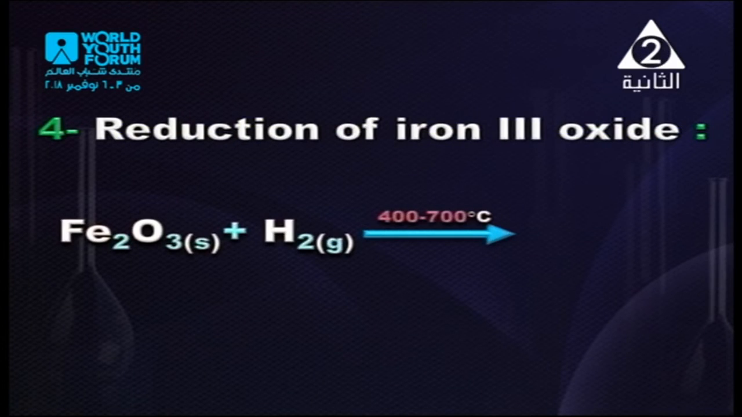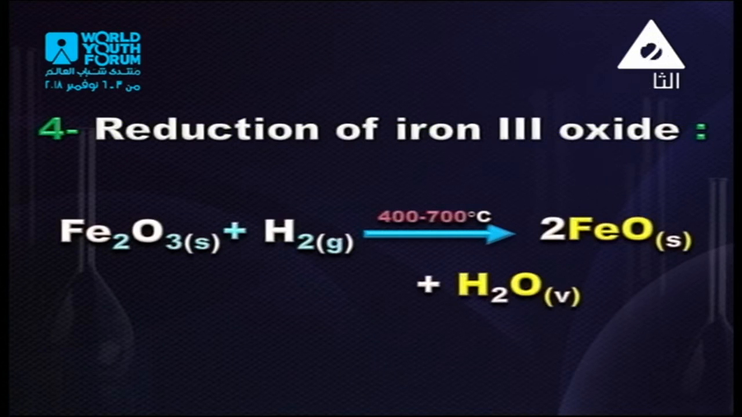But when the reduction takes place from 400 degrees to 700 degrees Celsius, the product is different. Here it gives iron 2 oxide and water vapor. So the reduction of iron 3 oxide depends on the temperature. From 230 to 300, it gives magnetic iron oxide, but from 400 degrees to 700 degrees Celsius, it gives iron 2 oxide, as shown on the screen.